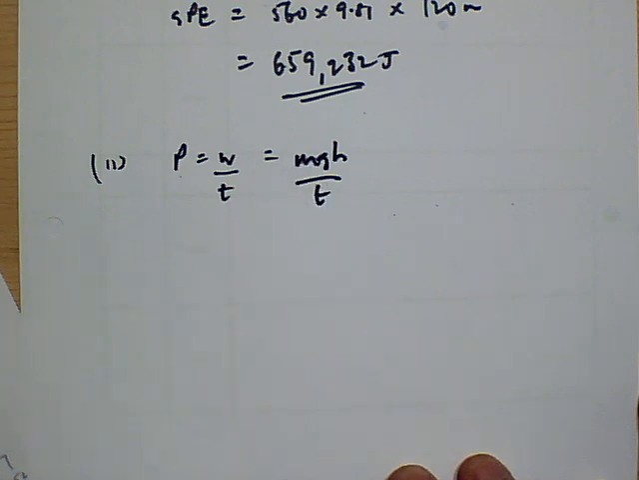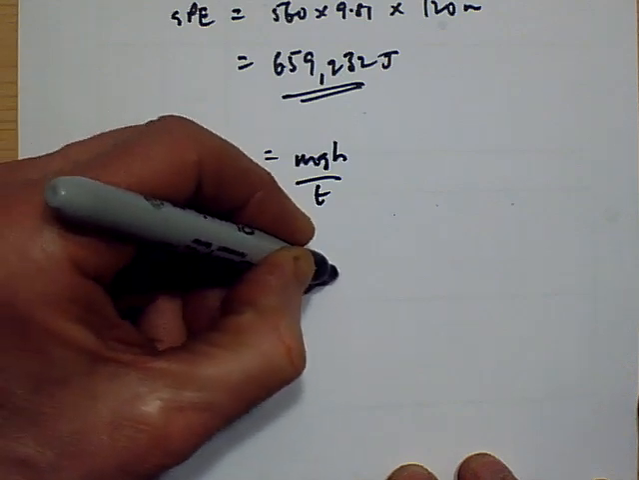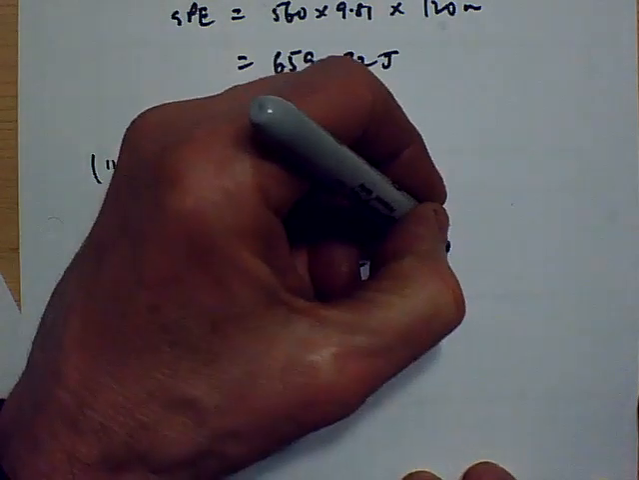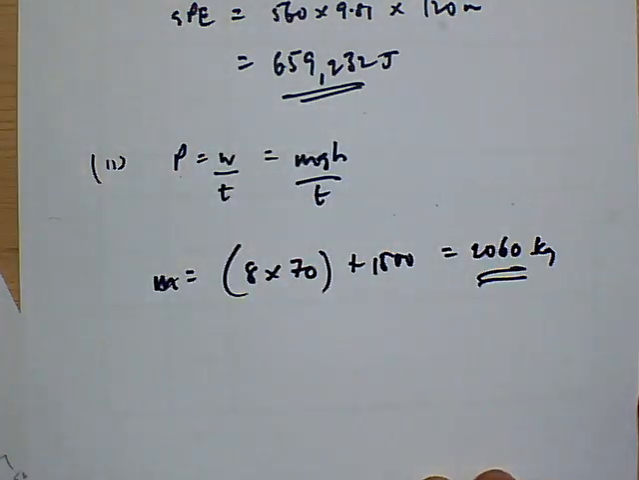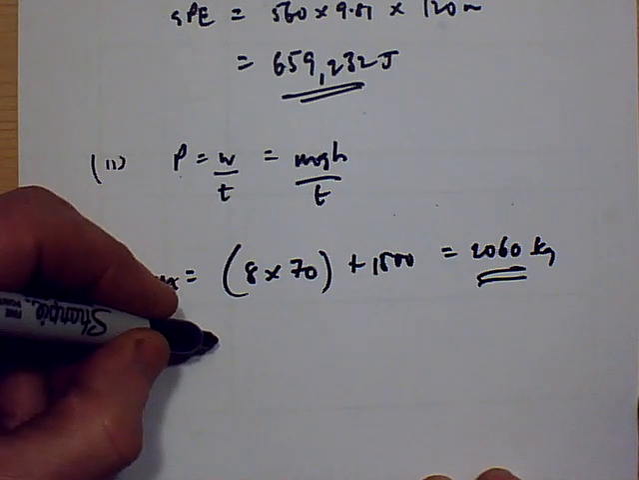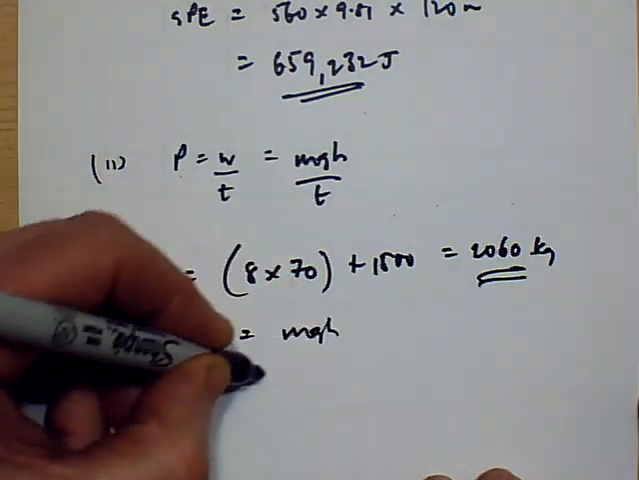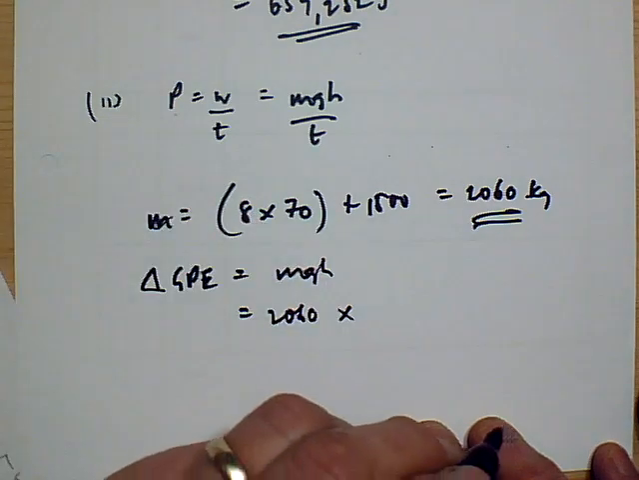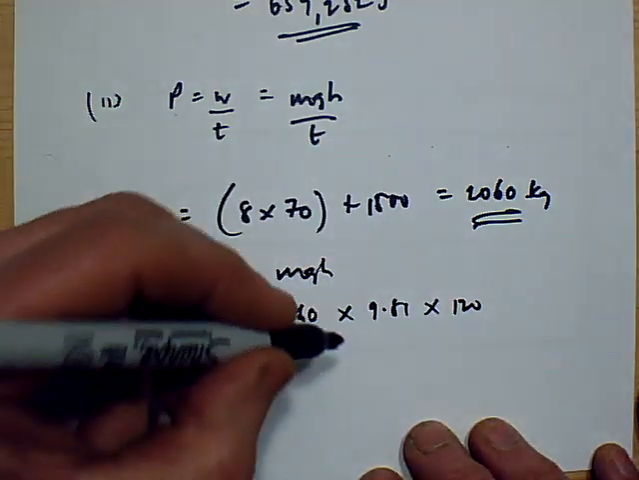We've got to do a bit of work on this mass figure here. The mass is 8 times 70 kilograms for the people, plus 1500 kilograms for the lift itself, which goes to 2060. So the new mass is 2060 kilograms. That's the total mass that's being lifted. The change in GPE is mgh, which equals the mass 2060 times gravity 9.81 times the height, which is 120.